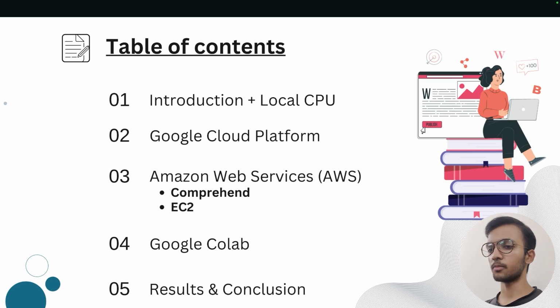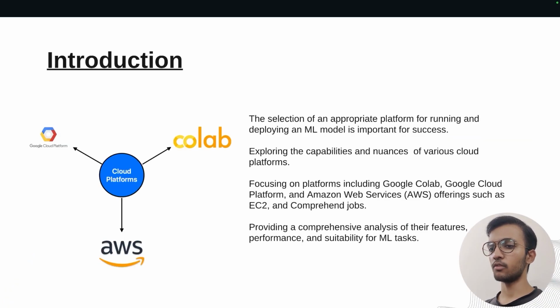And we will also be demonstrating a live demo of running the ML model on AWS Comprehend and EC2 and also Google Cloud Platform. In the rapidly evolving landscape of machine learning and cloud computing, the selection of the appropriate platform for deploying ML models is pivotal for success. Our model delves into this intersection, exploring the capabilities of various cloud platforms in facilitating the execution of ML algorithms, with a focus on platforms including Google Colab, Google Cloud Platform, Amazon Web Services offerings such as SageMaker, EC2, and Comprehend. Our endeavor is to provide a comprehensive analysis of their features, performance, and suitability for ML tasks.